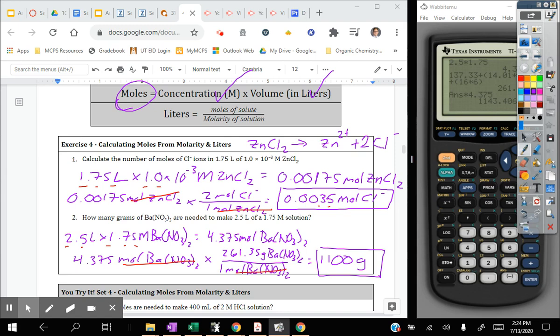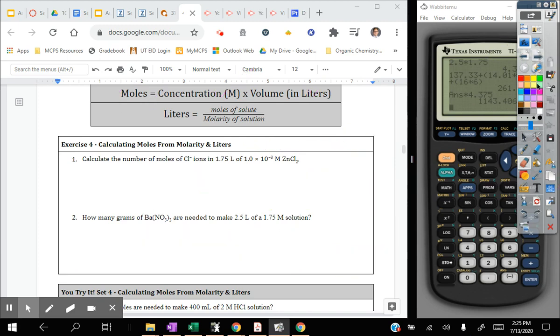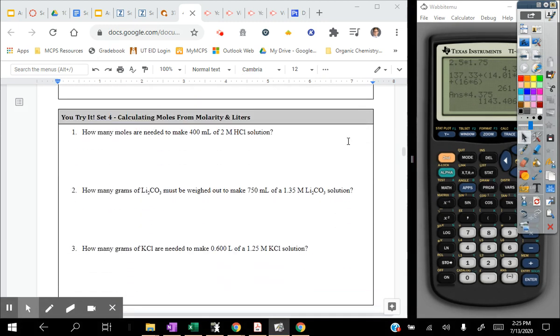Now, this is not very accurate. If you are using a scale with more sig figs, go ahead and measure 1,143.406 grams. If you're using a milligram scale, you want to be as accurate as possible with your grams. Then you can say, oh, this is a 2.500 liter solution of 1.750 molar. You just get more sig figs that way. In this particular problem, they didn't give us that many sig figs to start with, so you did need to round for your final answer. All right, go on and do You Try It, set 4.